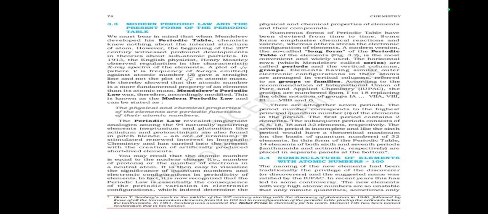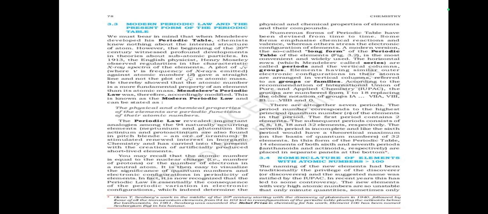It is then easy to visualize the significance of quantum numbers and electronic configurations in periodicity of elements. In fact, it is now recognized that the periodic law is essentially the consequence of the periodic variation in electronic configuration, which indeed determines the physical and chemical properties of elements and their compounds. Numerous forms of periodic table have been devised from time to time. Some forms emphasize chemical reactions and valence, whereas others stress the electronic configuration of elements.